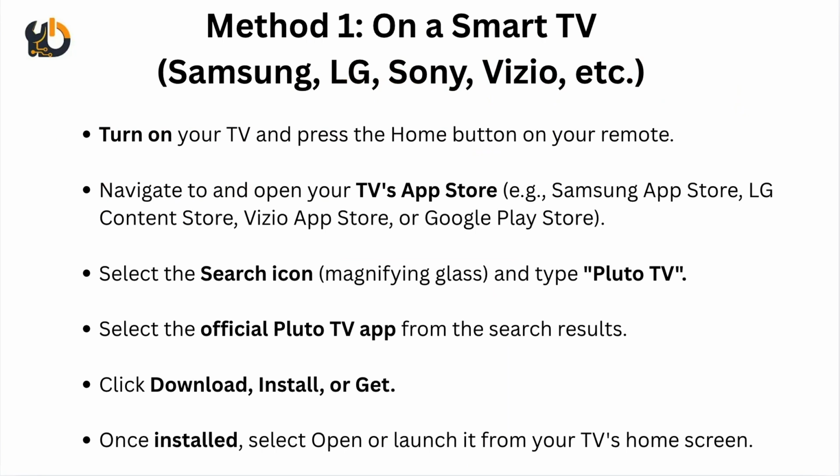Turn on your TV and press the home button on your remote. Navigate to and open your TV web store, like Samsung App Store, LG Content Store, Vizio App Store or Google Play Store. Select the search icon and type Pluto TV. Select the official Pluto TV app from the search result. Click download, install or get. Once installed, select open or launch it from your TV home screen.